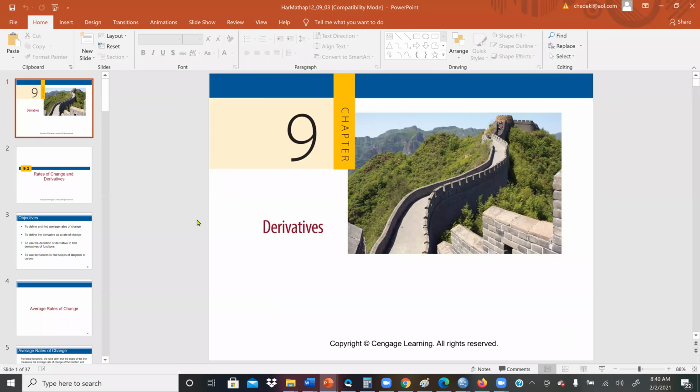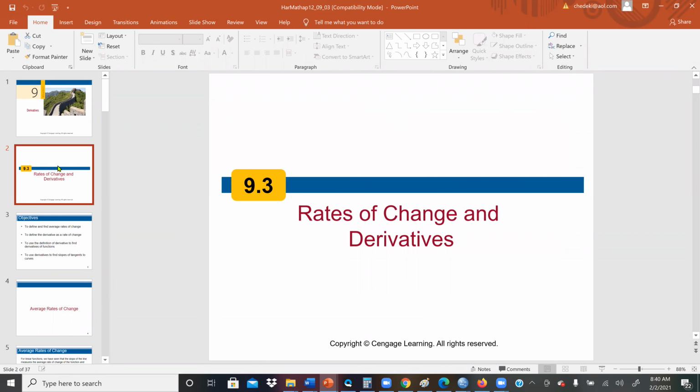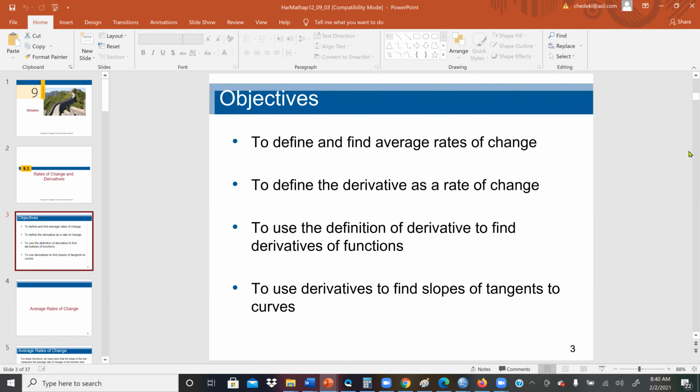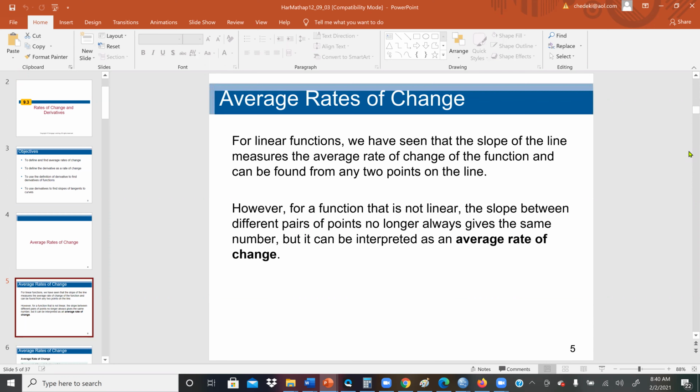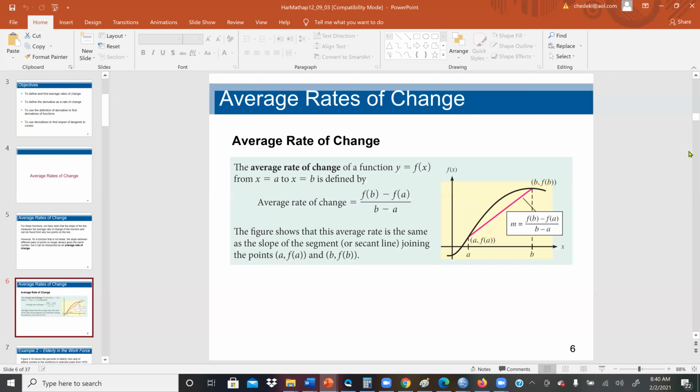So first I'm going to do a little bit of review on 9-3. Again, 9-3, we studied the rate of change. And we said the whole concept of derivative is based on rate of change, which is the same concept as slope. So this is the formula again to find the rate of change.